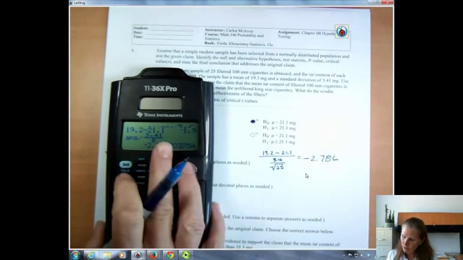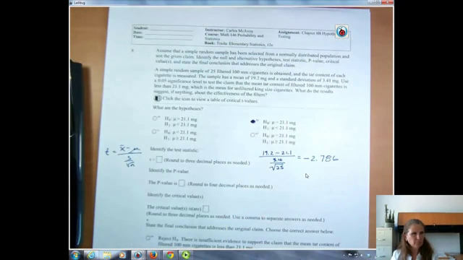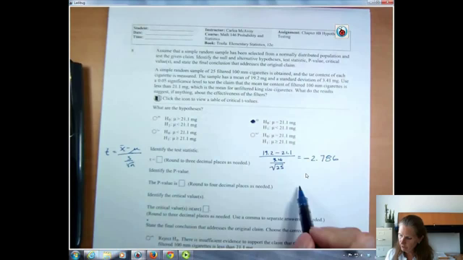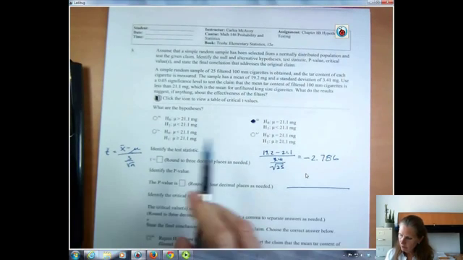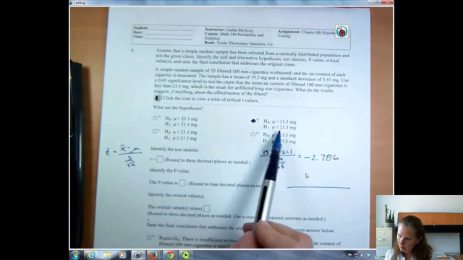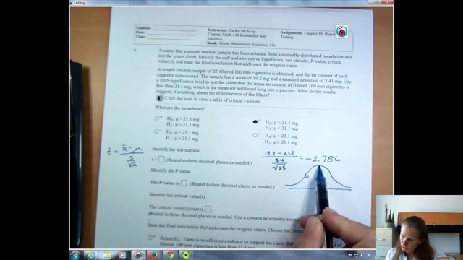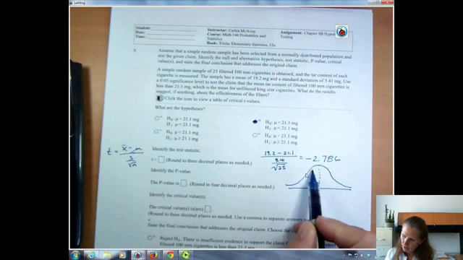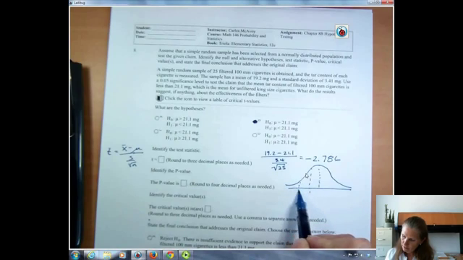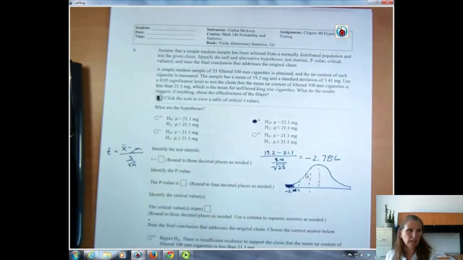2.786 to 3 places. Okay, well, that's kind of rare, right? Because if I'm looking at that here, we're talking about a left-tailed test. That's why it makes sense that our test statistic was negative. Here's 1, here's 2, and over here we have negative 2.786, and our p-value is the area to the left of that, which is a relatively small part of our function.